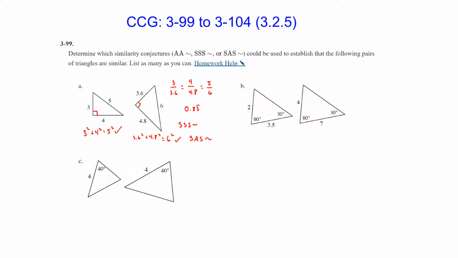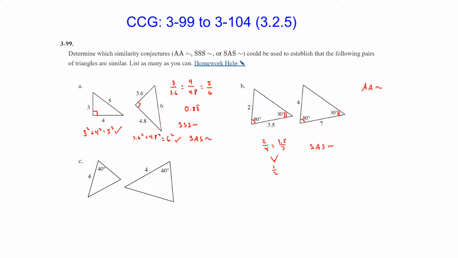On part B, we have 80 degrees, 80 degrees, 30 degrees, and 30 degrees. So we know that 2 of the angles are congruent, so we know that angle similarity could work. We also potentially could use side angle side. We'd have to check the ratios. So we'll go 2 over 4 is equal to 3.5 over 7. And those both reduce to 1/2. So we also could use side angle side similarity.